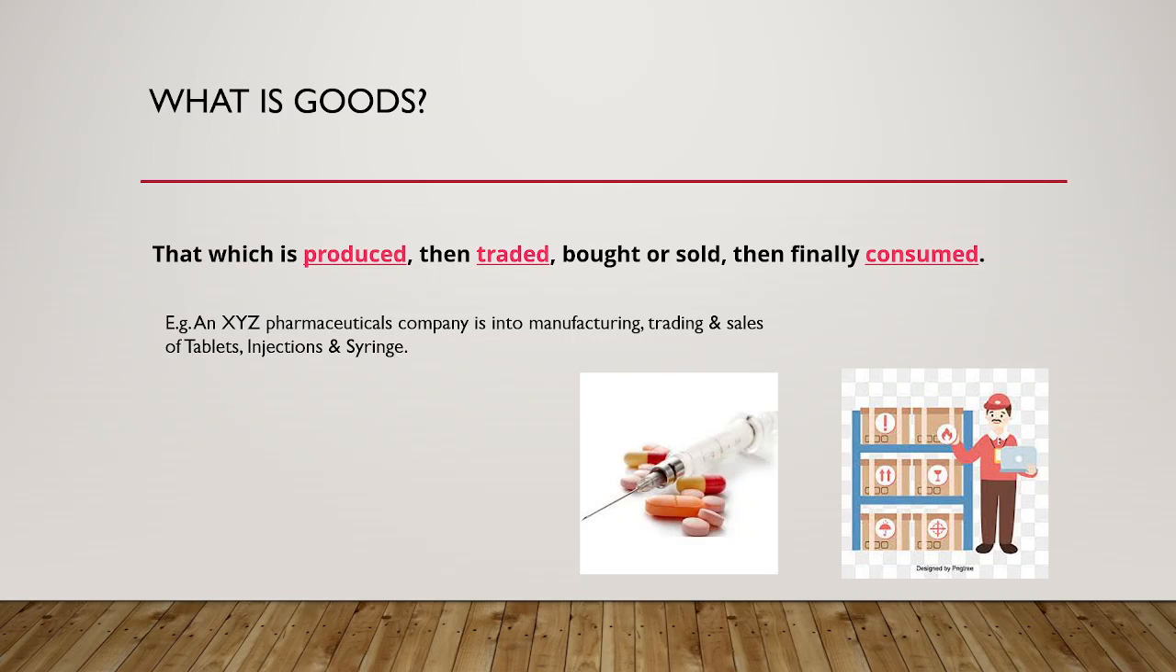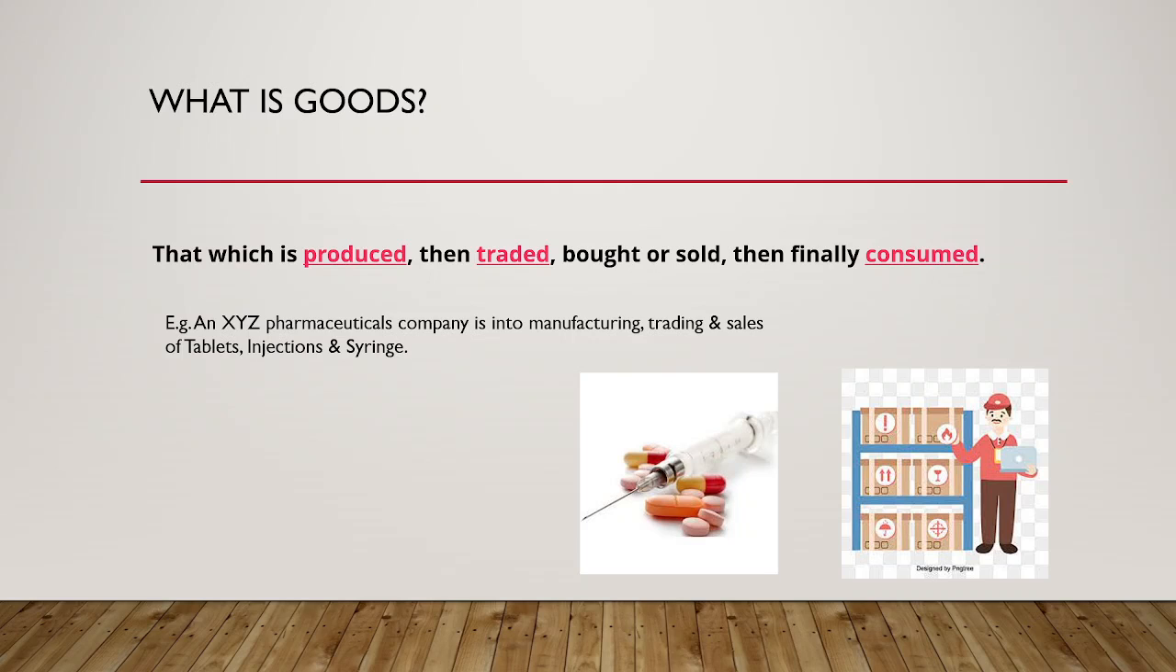Now, all of us consume different types of goods in our day to day life. Since morning when we get up, we brush our teeth using a toothpaste or a toothbrush. Now this toothpaste or toothbrush is nothing but goods. These goods are produced in a factory, right? But they are not sold from the factory.